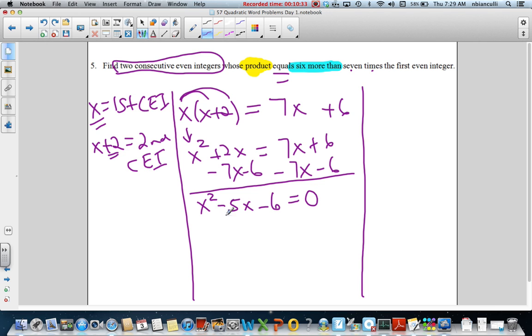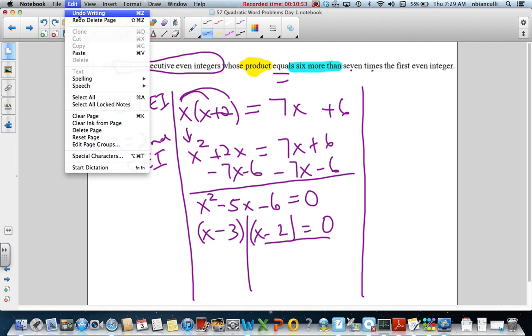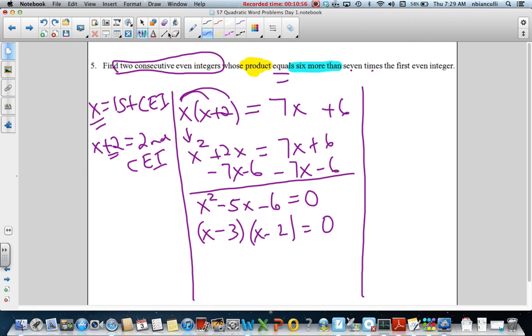And now I can factor the x squared minus 5x minus 6. And this will factor into x minus 3 times x minus 2. You should be able to do that on the side. And now, well, that's wrong. I'm sorry. That's totally wrong. Whoopsie. Sorry, going ahead of myself there. The correct factorization is x minus 6 times x plus 1.